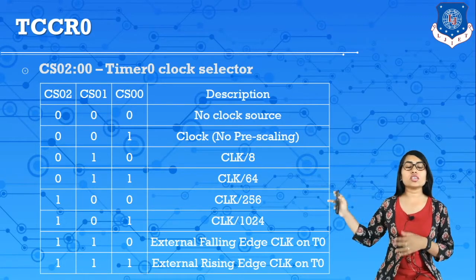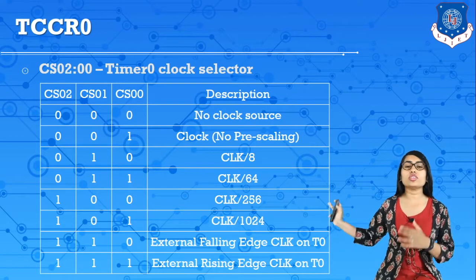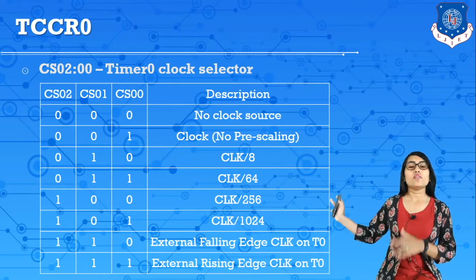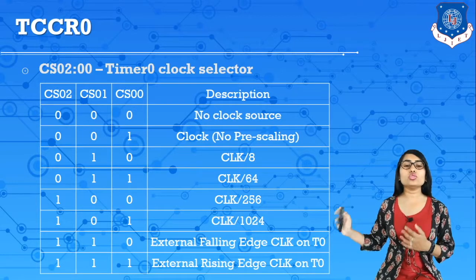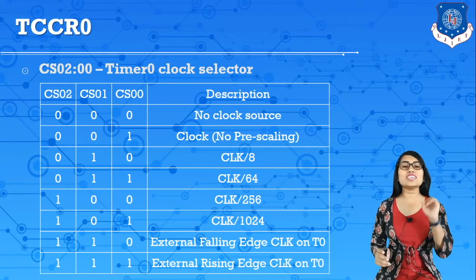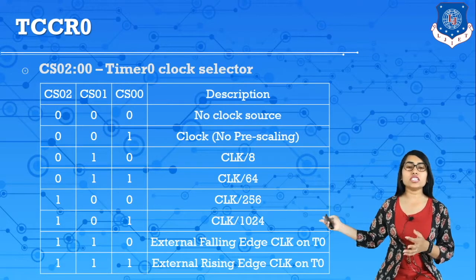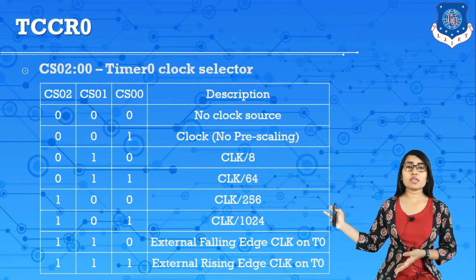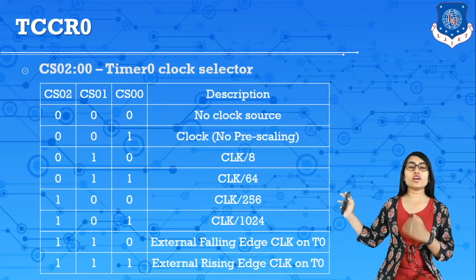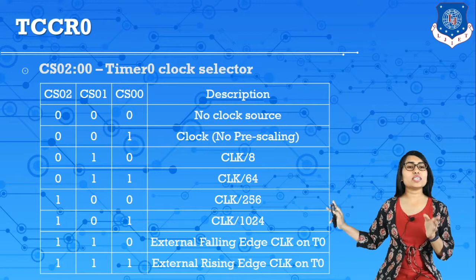So if 010, then by a factor of 8. If 011, by a factor of 64. 100, then factor 256. 101, then 1024. The last two, 110 and 111, are used when we want to use the T0 pin of the ATmega32. This provides an external clock on the T0 pin. Okay, so this is the timer 0 clock selector.